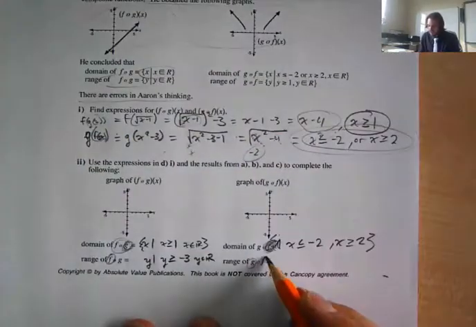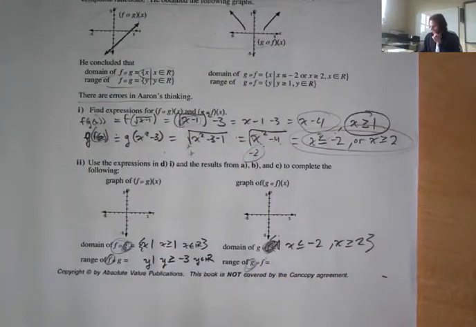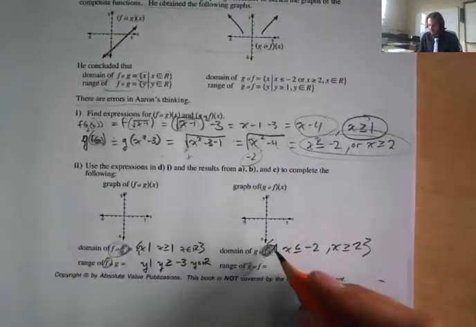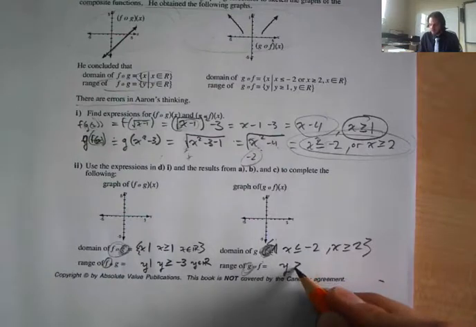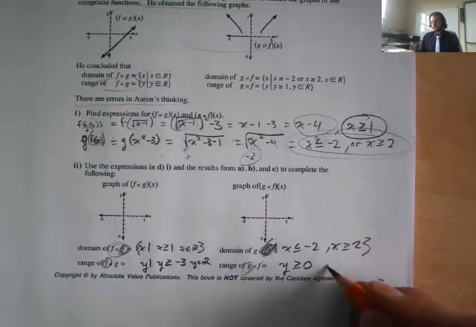Now my range can't have more than that g. So my restriction on g is right there, and it cannot have more, so I'm going to have y is greater than or equal to 0, where y is an element of all real numbers.